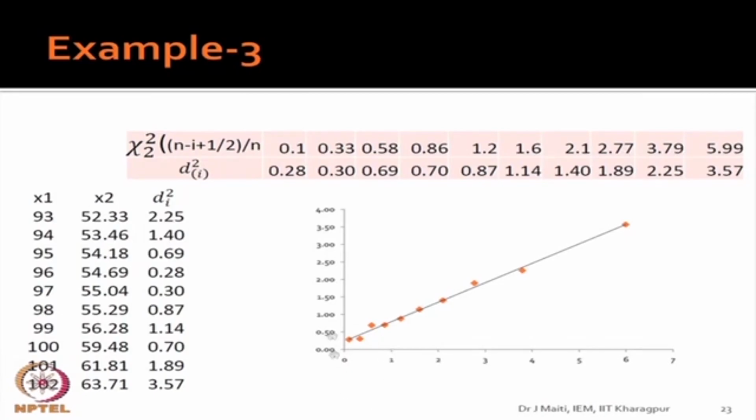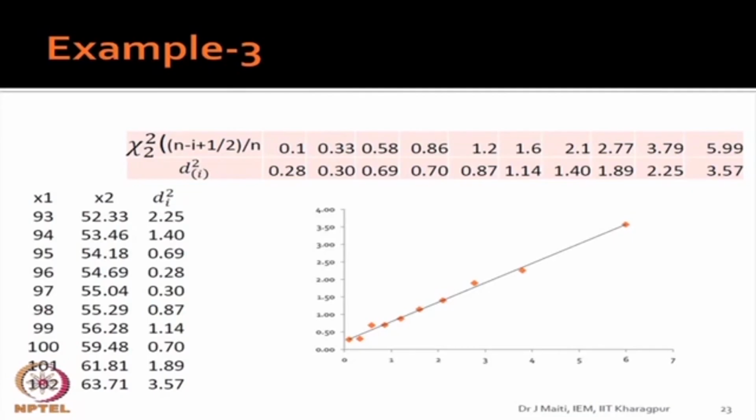Then what have we done here? We have this side d square on the y axis and the chi-square value on the x axis, and when you plot these two, you will get this type of straight line. Getting me? So, clear.